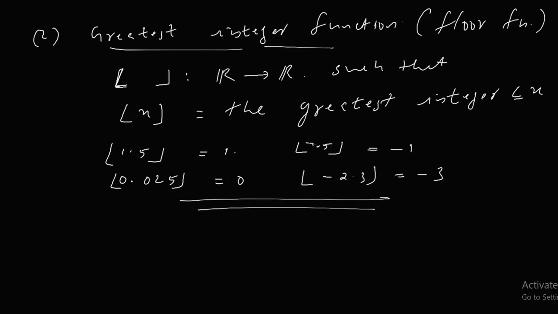We can draw the graph of that also. I'll show you just one. So this is 0, 1, 2, and this is -1, and so on. If you take any number between 0 and 1, that is mapped to 0. But if you get 1, it's mapped to 1. From 1 to 2 always it will be 1, but at 2 it takes 2. And 2 to 3 it's something like this.